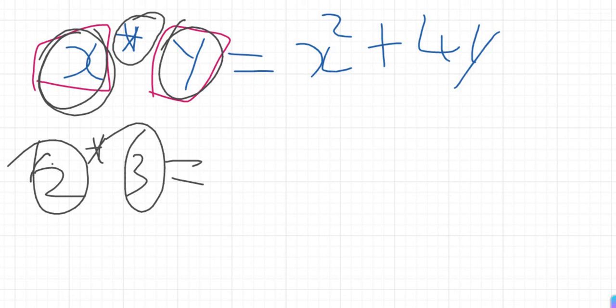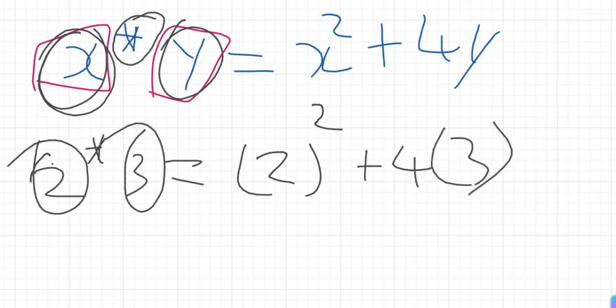So what we will do is substitute 2 anywhere we see x, plus 4 times 3. And there you go, you're seeing that these numbers are substituting into the variables. And so we'll just go and evaluate. 2 raised to the power of 2 is 4, plus 12, and that gives us 16.